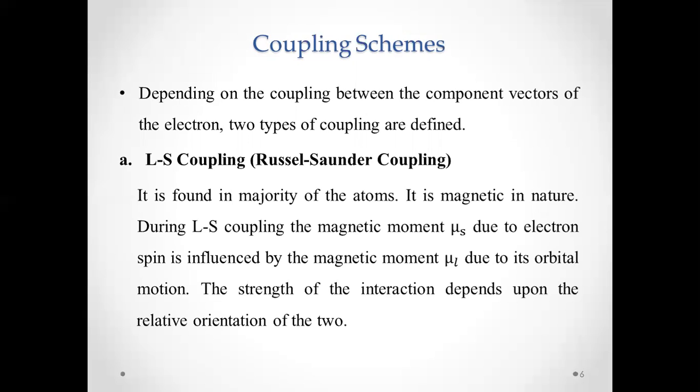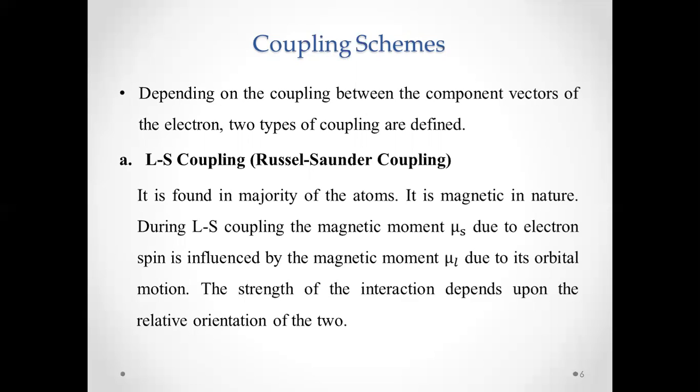Coming to the coupling schemes, depending on the coupling between the component vectors of the electron, two types of coupling are defined. The first one is called LS coupling, which is also referred to as the Russell-Saunders coupling. This type of coupling is found in majority of the atoms. It is magnetic in nature.